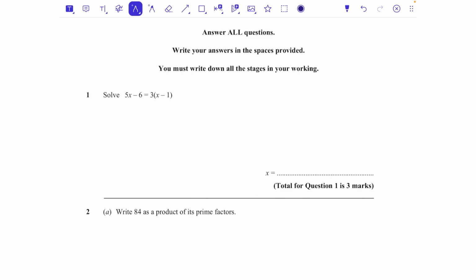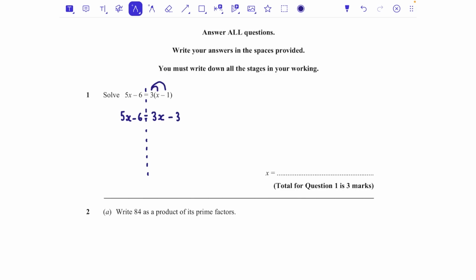Question number 1, solve 5x minus 6 equals 3 brackets x minus 1. So when we're solving equations, I like to put a dotted line where the equals is, and what we do to one side, we're going to do to the other. So I've got 5x minus 6 on the left-hand side, and on the right-hand side, I want to expand this bracket, and I'm going to write that as 3x minus 3. I'm doing 3 lots of the x and 3 lots of the minus 1. Everything in the bracket has been multiplied by 3.